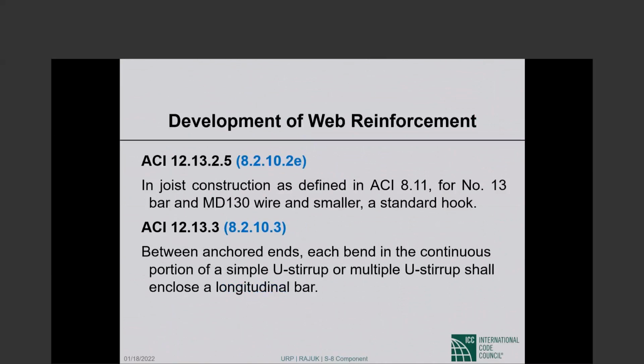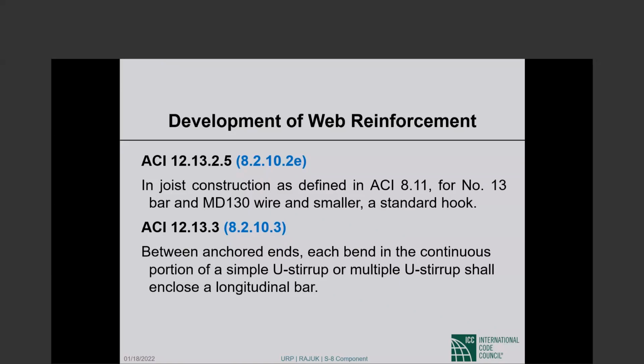Okay. Joist construction is defined in ACI 318. The ribs, you know what joists are. The ribs have to be 3 feet apart, and there are size restrictions. Anyway, joist construction has to meet the definition of joist construction in ACI 318. And if you have legitimate joist construction as defined in 318 section 8.11, for number 13 bar and MD 130 wire and smaller, all you need is a standard hook.